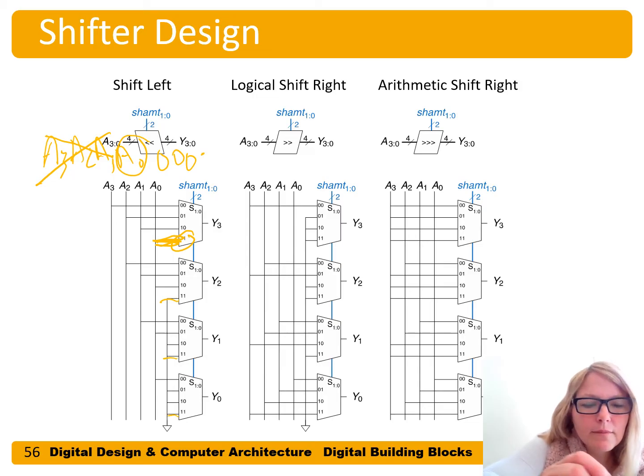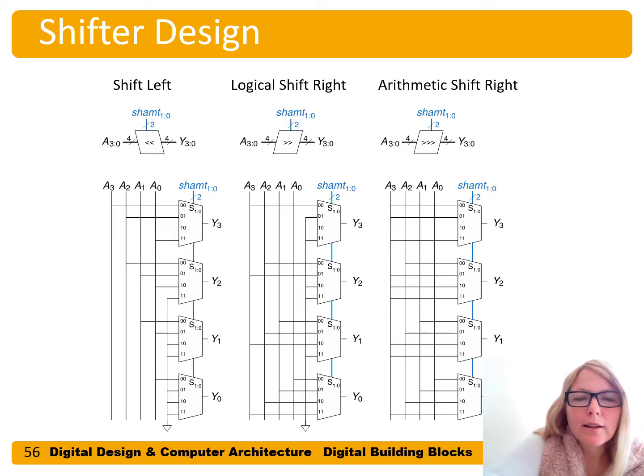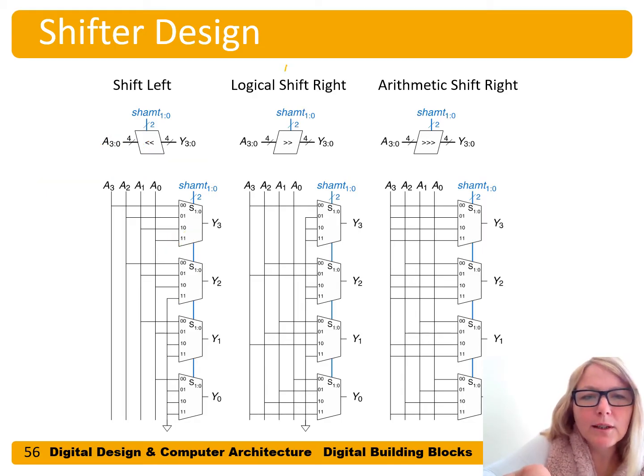Logical shift right is very similar. We have A3, A2, A1, A0. As we shift right, bits are falling off to the right and we're getting zeros. The only case where we don't get 0 on that top bit of Y is when there's no shift, when shift amount is 0. Otherwise, those zeros are shifting in on the left. So in all those cases, shifting right by 1, 2, or 3 bits, we're going to get zeros in that most significant bit.